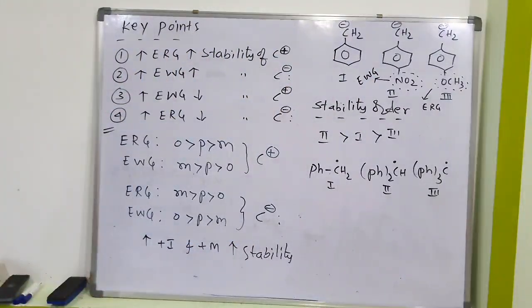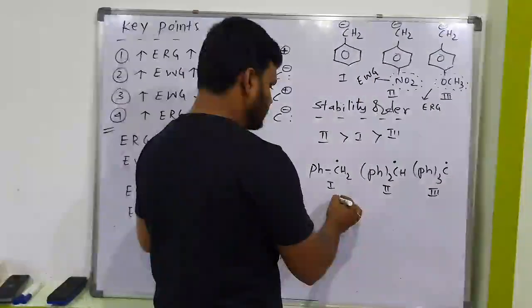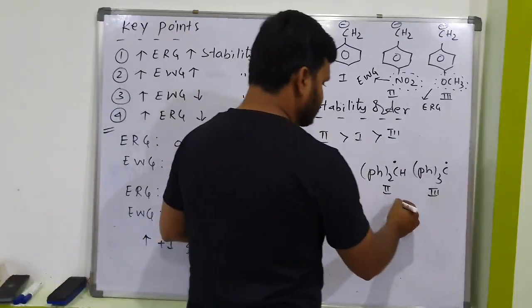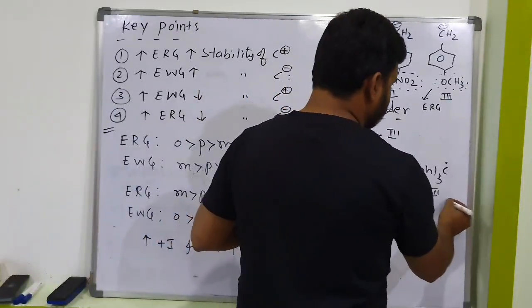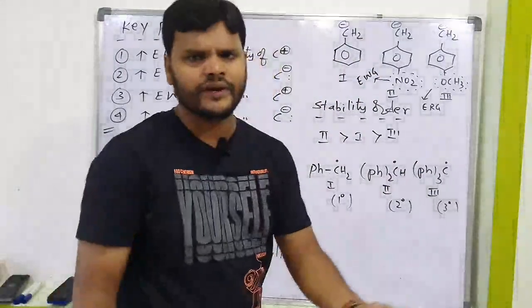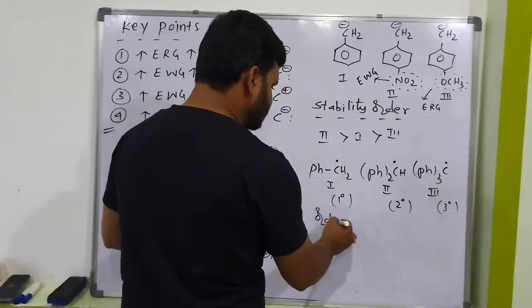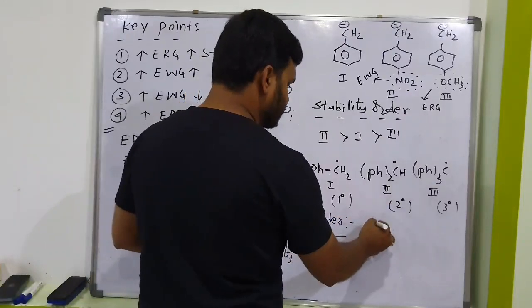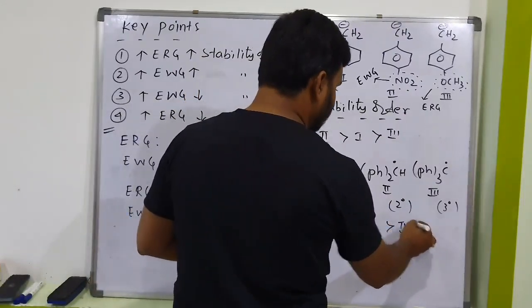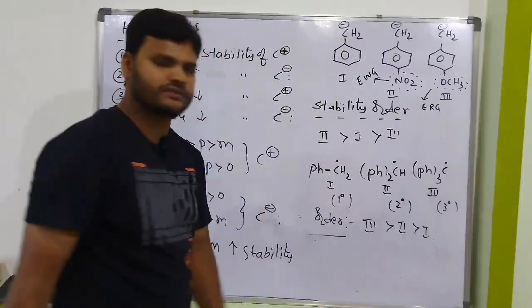What is the stability order? Actually, this is very simple. Why? Because this is a primary free radical, this is a secondary free radical, this is the tertiary free radical. So everybody knows TSP is the order. Then what is the answer? What is the correct stability order here? Very simple. 3 greater than 2 greater than 1. This is very simple, isn't it?